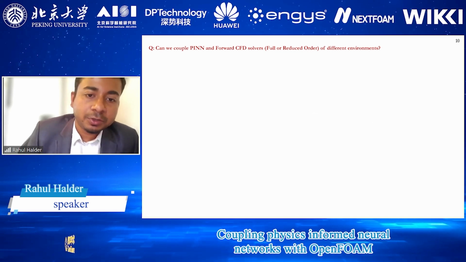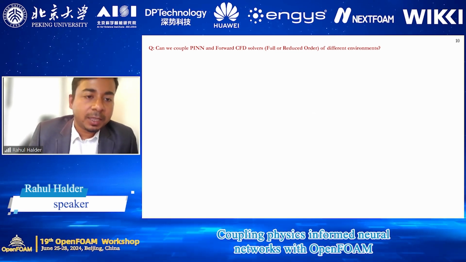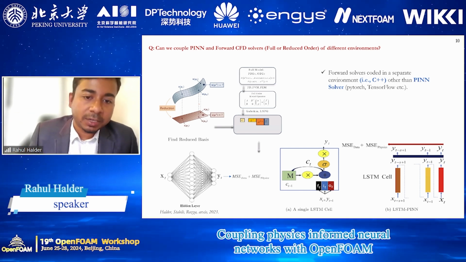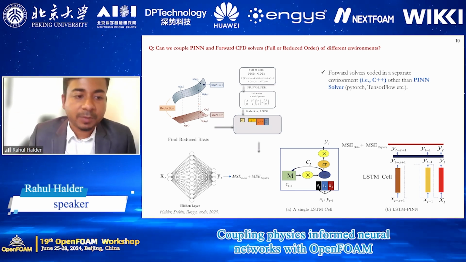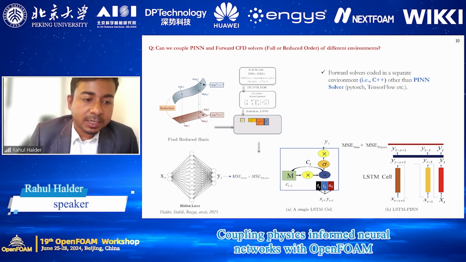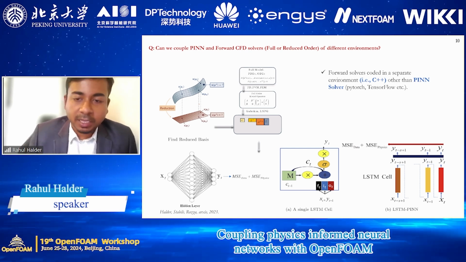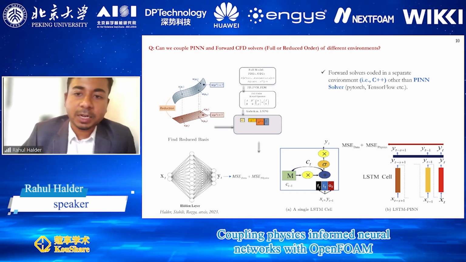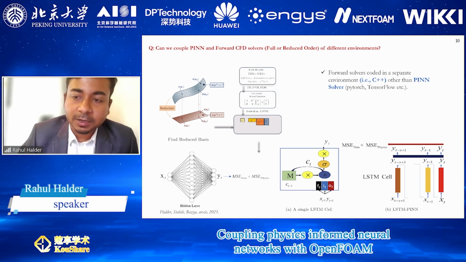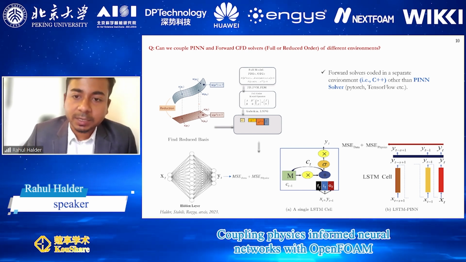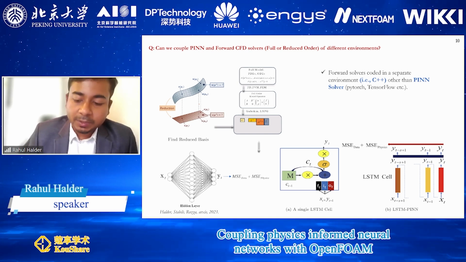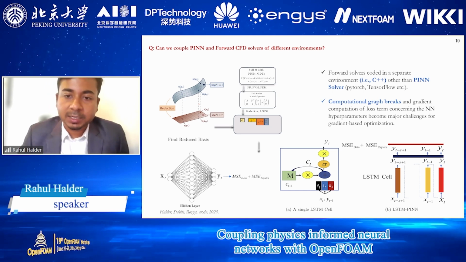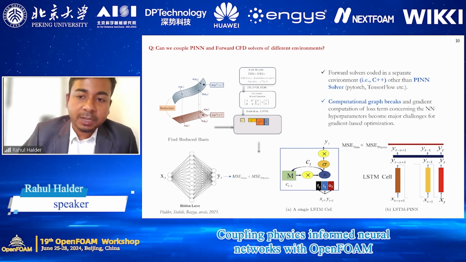So what are the issues we face while coupling any kind of forward solver, be it full order or projected on reduced schemes, with some kind of machine learning solver, ANN or LSTM, whatever. The main issue is that our forward solvers, like OpenFOAM, are coded in C++ or something like that, and the PINN solver is coded in PyTorch or TensorFlow. So what happens? The computational graph breaks, because these two solvers are in separate environments.